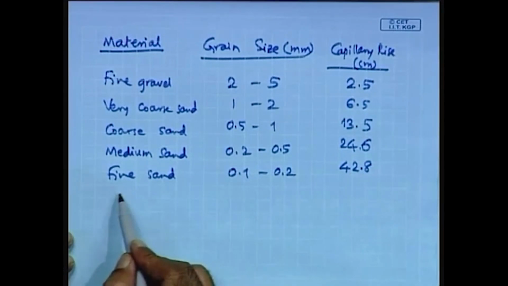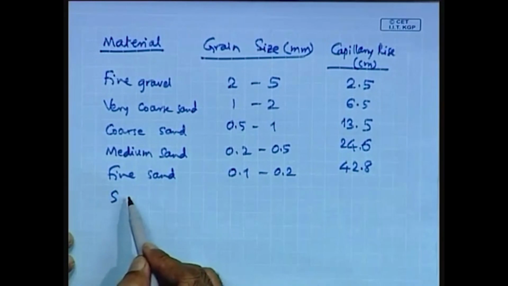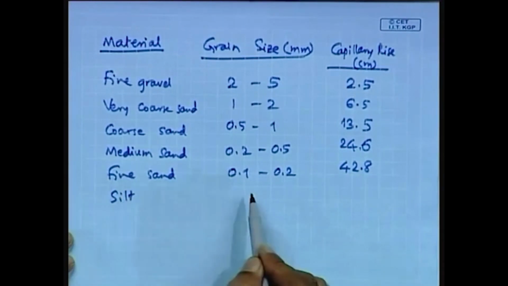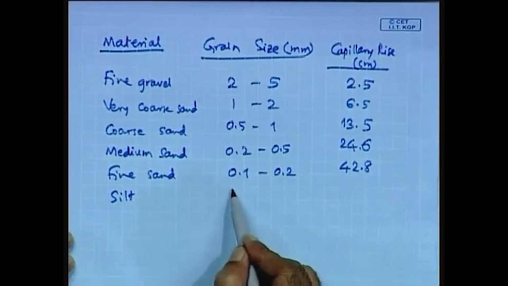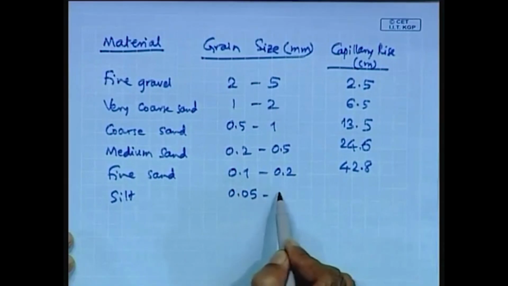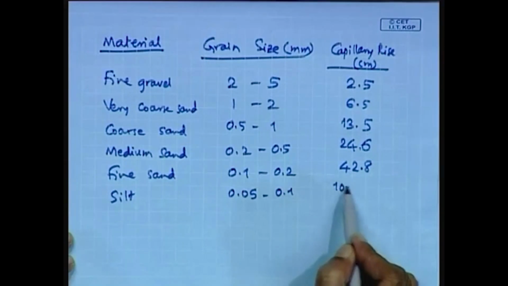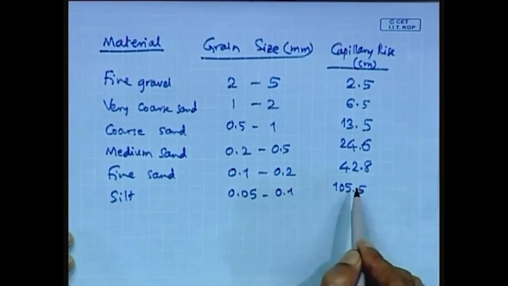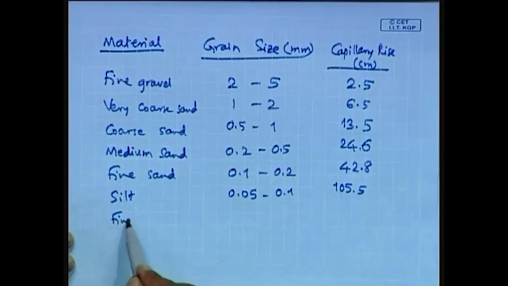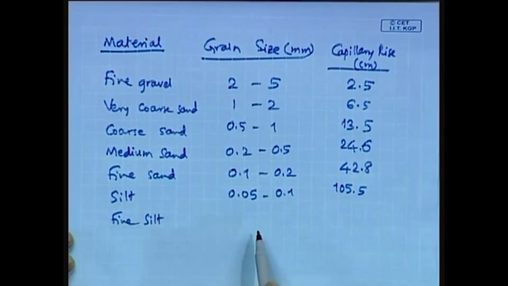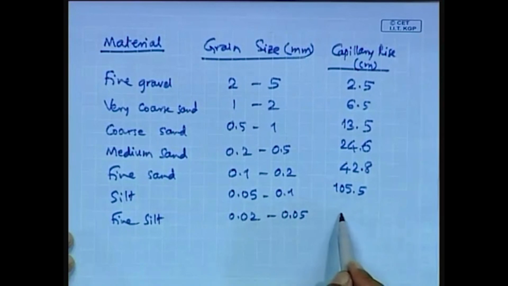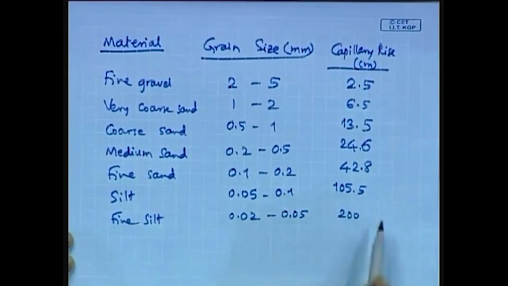Then it is the silt, which has a grain size of 0.05 to 0.1 millimeter. The capillary rise increases to 105.5 centimeter, and lastly it is the fine silt. It has a grain size of say 0.02 to 0.05, and the capillary rise is as high as 200 centimeter.